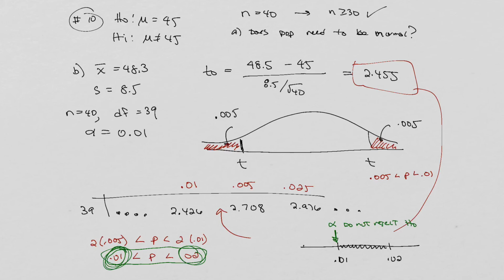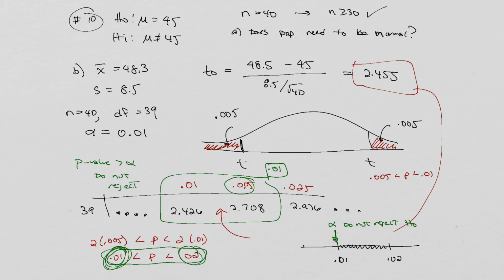Remember, if you go back to this thing right here, that test statistic 2.455 is bigger than this number. So if we multiply that by 2, it's bigger than 0.01, so it's bigger than alpha. In this case, the p-value is bigger than alpha, so we do not reject.